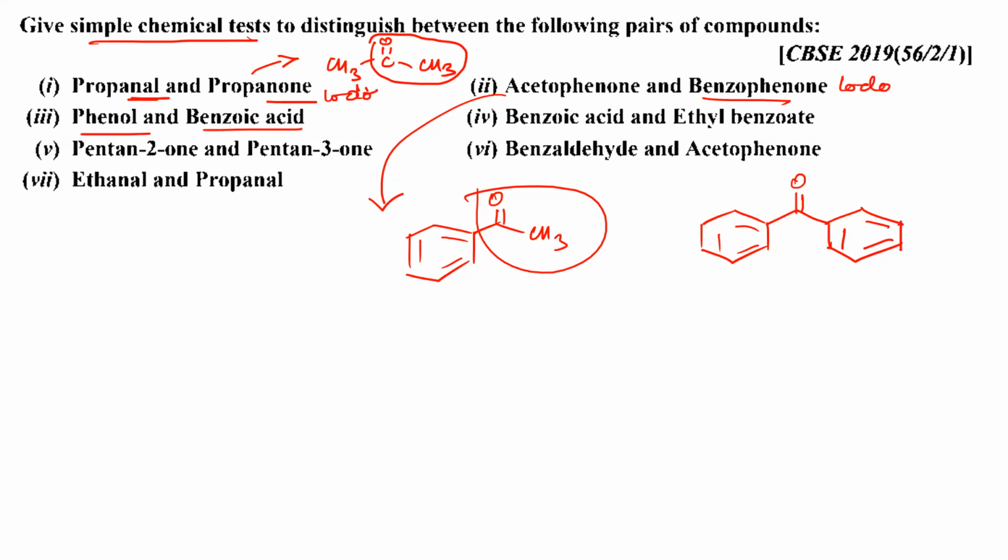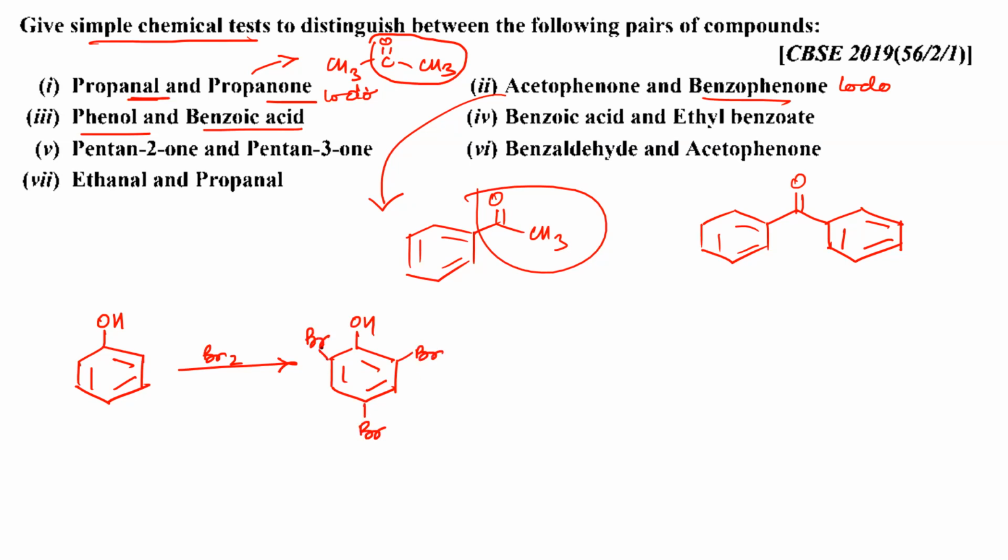Then we have phenol and benzoic acid. You may not know this, right? Phenol and benzoic acid, so please remember. If you want to see if something has phenol or not, you will add Br2. Now this phenol is very activating, and you will get 2,4,6-tribromophenol. You can use this reaction, and it is a white PPT.